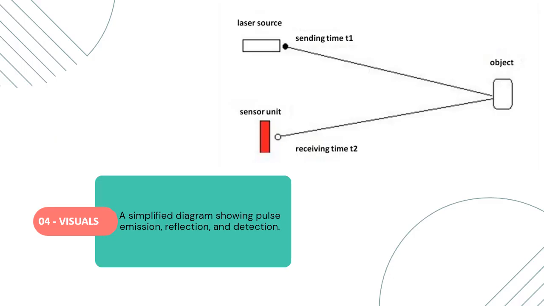This is a simplified diagram of how the LiDAR works. As I said, the laser source emits a laser pulse at T1 and the laser sensor receives it at T2.